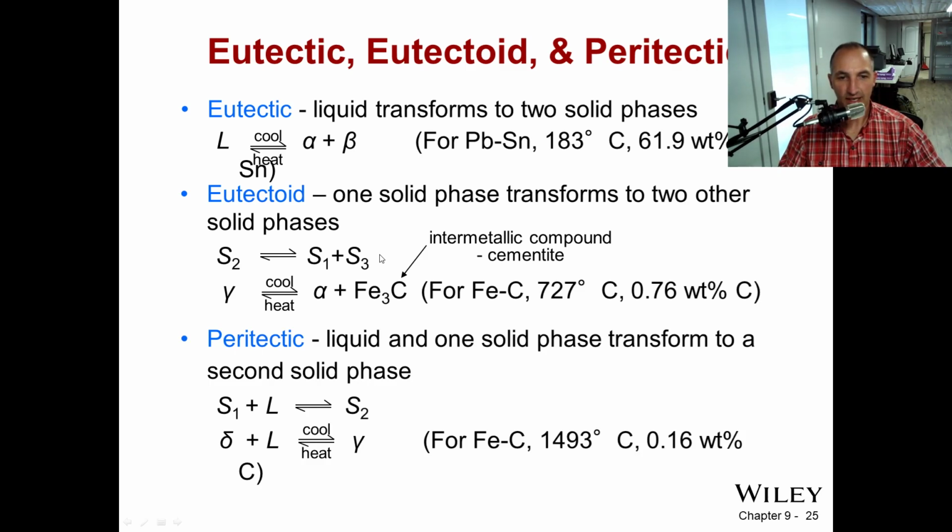A peritectic is a liquid and one solid phase transforming to a second solid phase. Again, we see this in the iron carbide phase diagram, where you have a solid plus a liquid going to a solid. Example here is the delta iron plus liquid going to gamma iron.